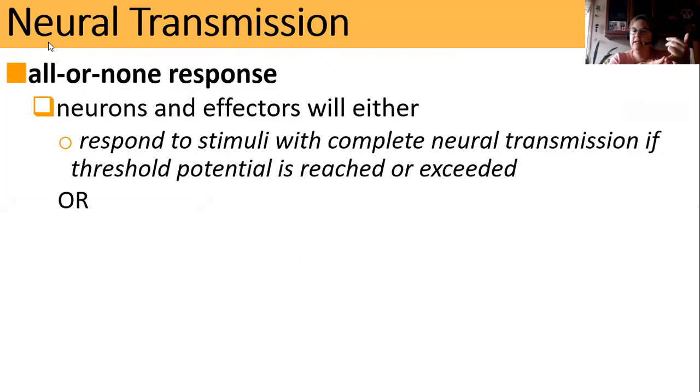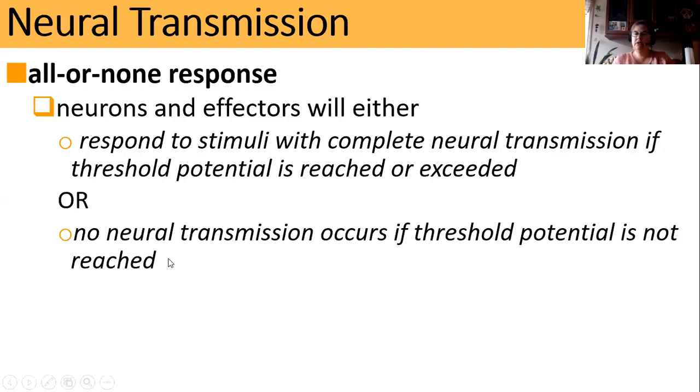All right, so that ties into what we call the all or none response. The all or none response means that neurons and effectors, so remember we're talking about anything that's being affected by a motor neuron, so that can be a gland, or anything that's being stimulated by a motor neuron, also has an all or none response. So it's not just neurons, it's motor neurons as well, okay? So neurons and effectors will either respond to stimuli with complete neural transmission if the threshold potential is reached or exceeded, or not at all.